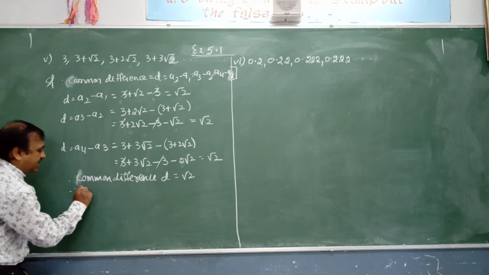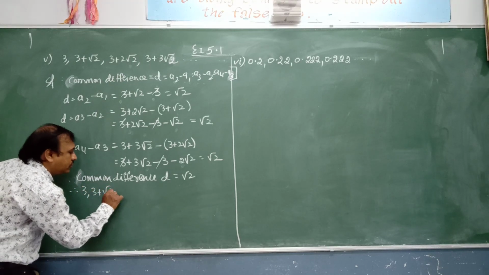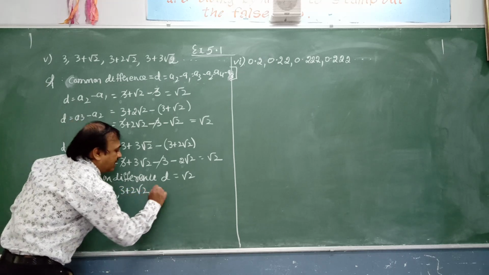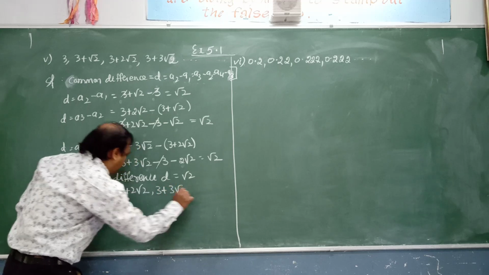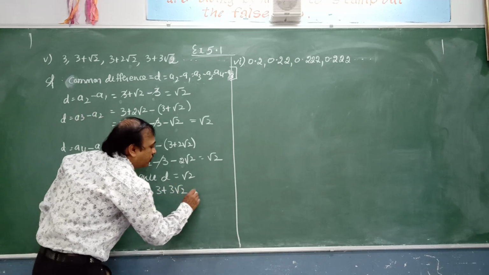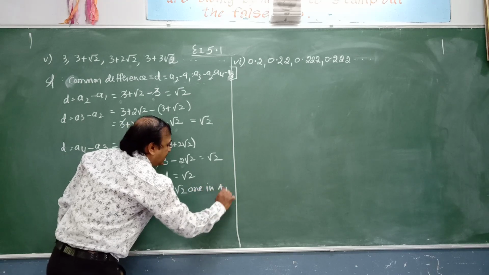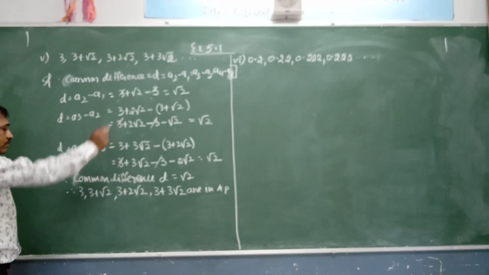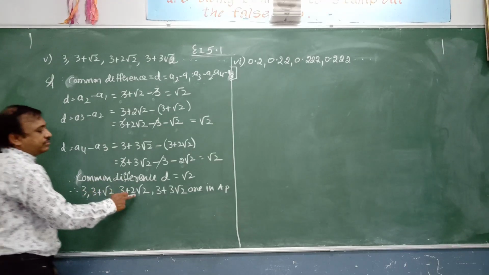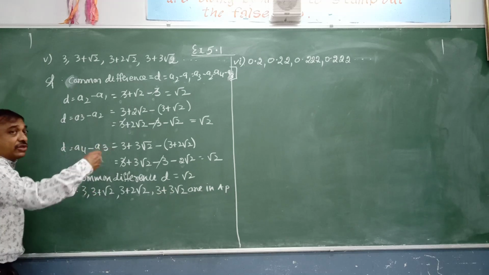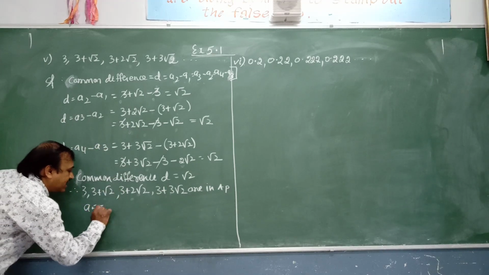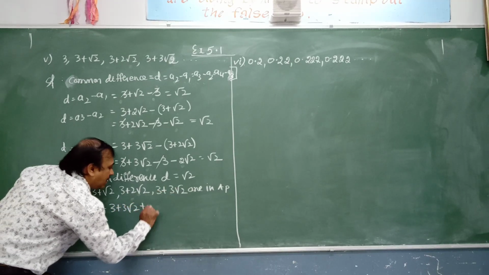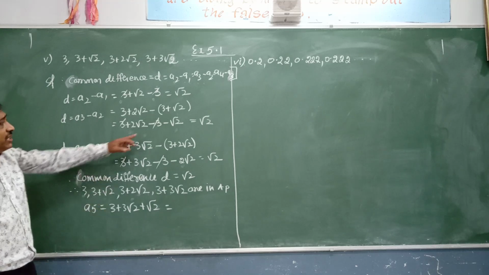So 3, 3 plus root 2, 3 plus 2 root 2, 3 plus 3 root 2 are in AP. They form an AP. If they form an AP, we need 3 more terms. So 3 more terms means the fifth term, sixth term, seventh term. So we are going to find a5. a5 is equal to 3 plus 3 root 2 plus the common difference. Which is the common difference?